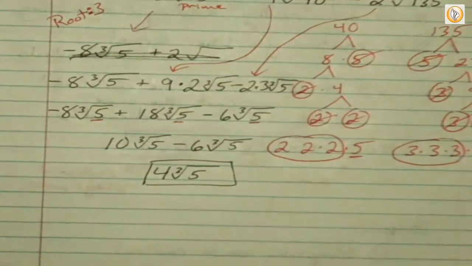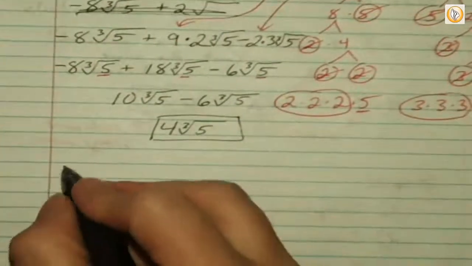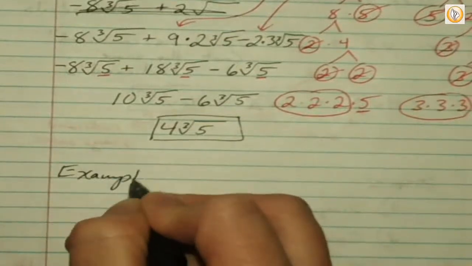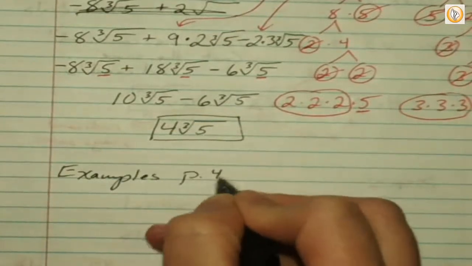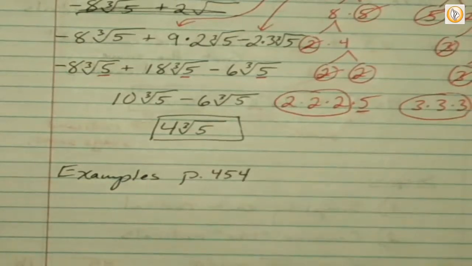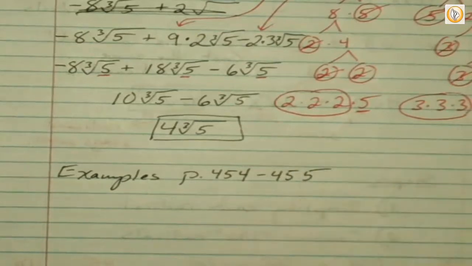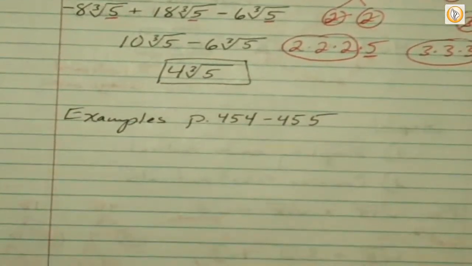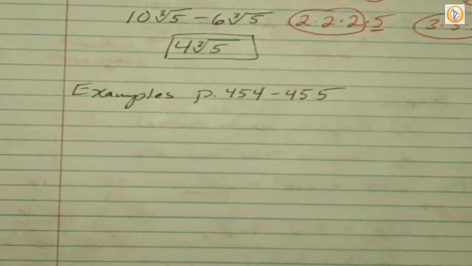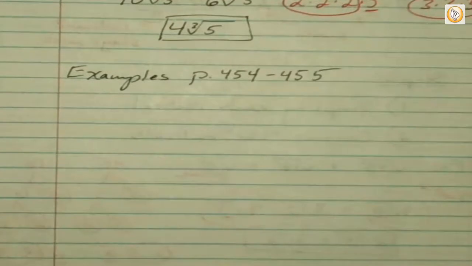Let's do examples from the book. Any questions? Page 454. Oh, tomorrow's Pythagorean theorem. 454. Everyone there? Ariel, we are waiting for you to join us.